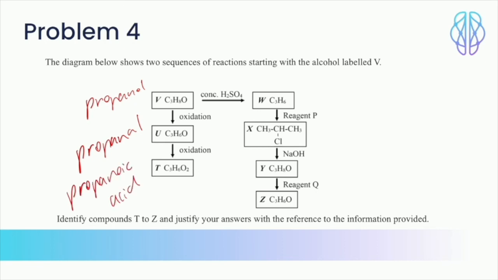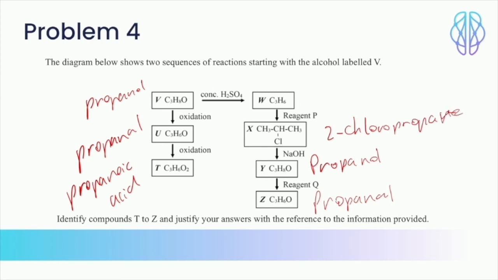As I said, V and Y have the same formula, so Y is also propanol, and Z and U have the same formula, so that is propanal. X was 2-chloropropane, and W was propene.